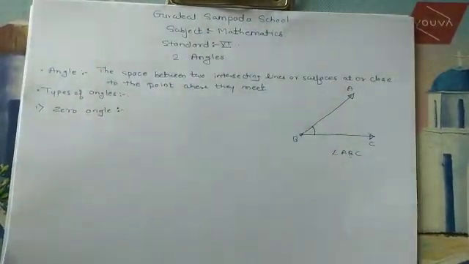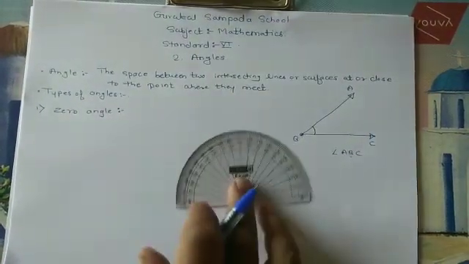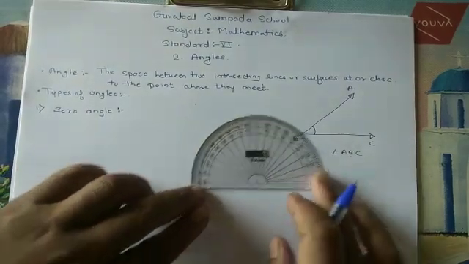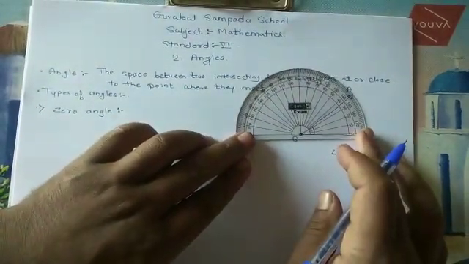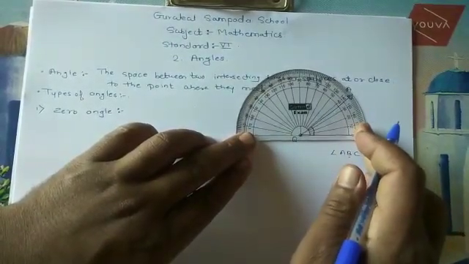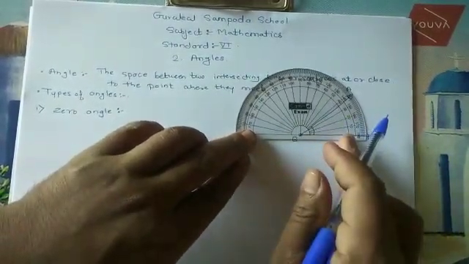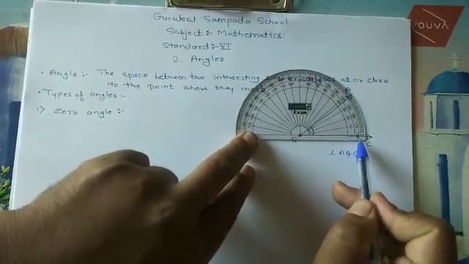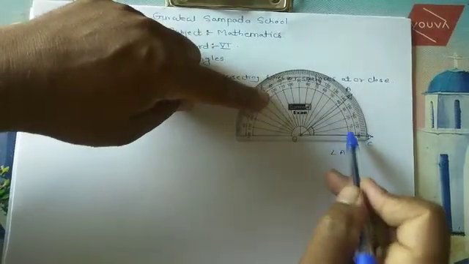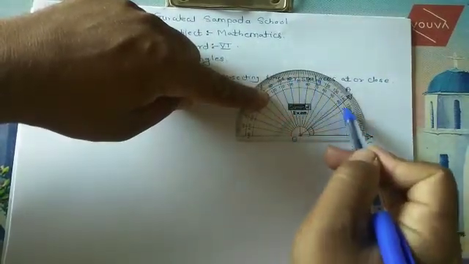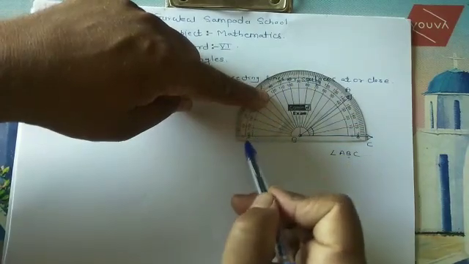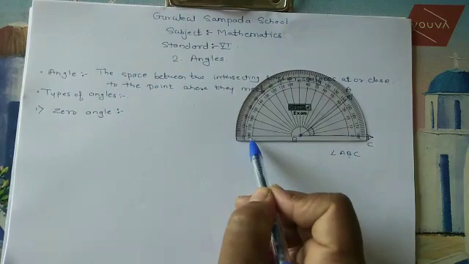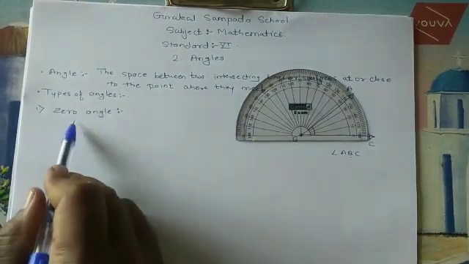Now we know that to measure an angle we are using the protractor. This device is the protractor. Now how to measure? Suppose here is the angle ABC. Here the angle starts to measure. 0 degree is here, and opposite to that there is a 180 degree. If we start from 0, the angle goes on increasing, and on this protractor we can measure an angle up to 180 degree. So first, the zero angle.